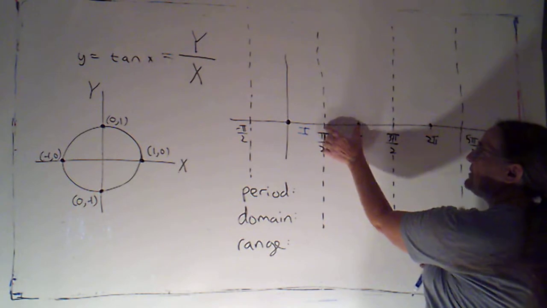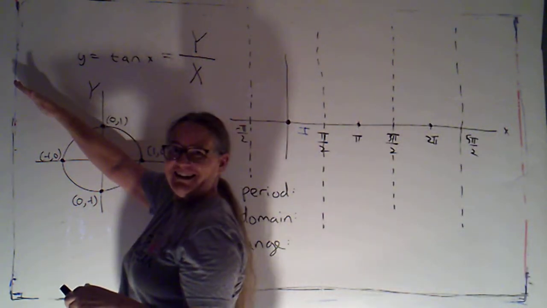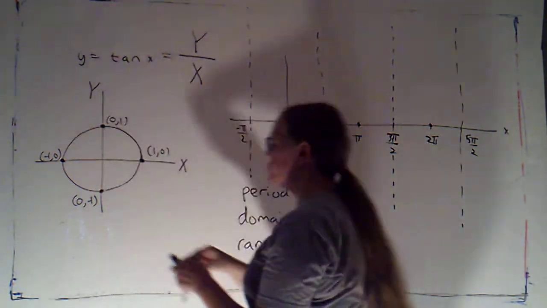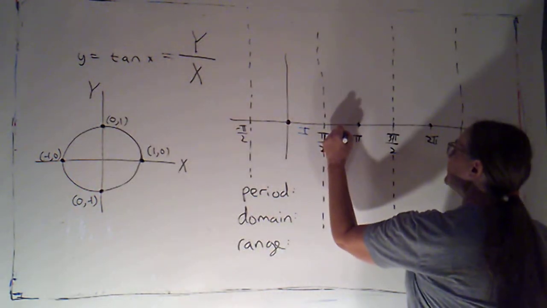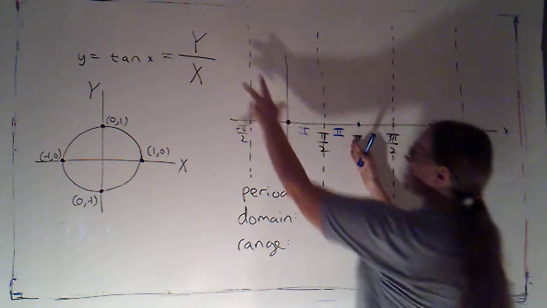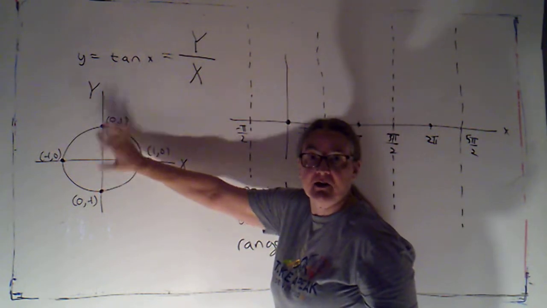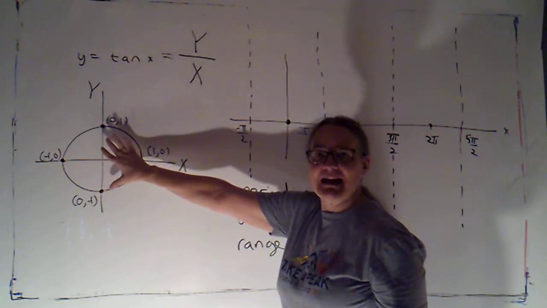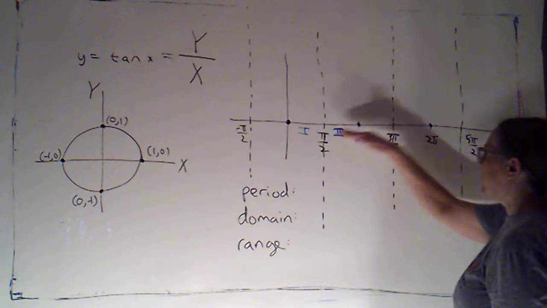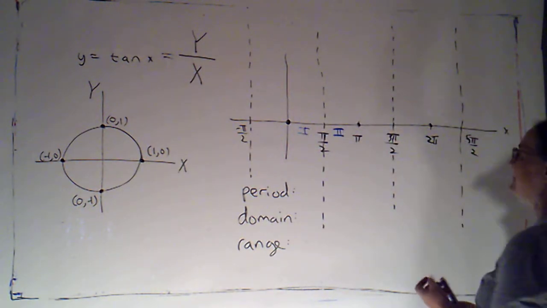Angles between pi over 2 and pi, if I represent them rotationally, would land in quadrant 2. So this interval corresponds to angles in quadrant 2. Now, obviously, I'm not talking about quadrant 2 on this graph. I'm talking about quadrant 2 over here, where I'm representing my angle x rotationally. Here, I'm representing my angle x as a location on this horizontal axis.